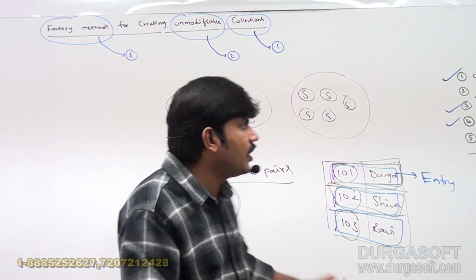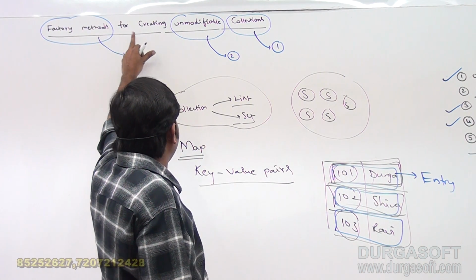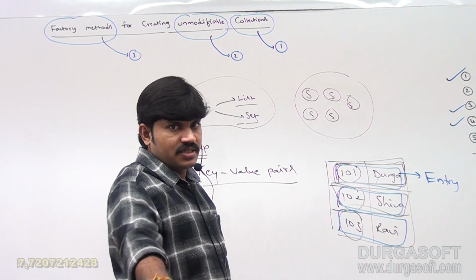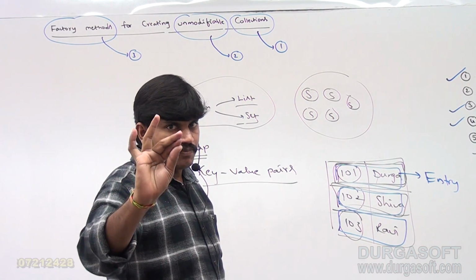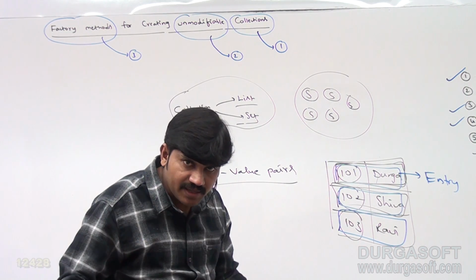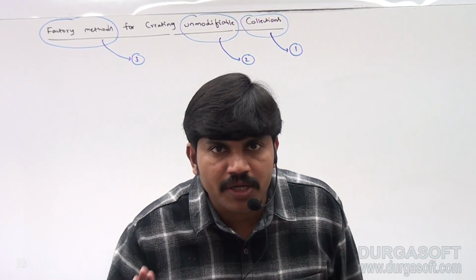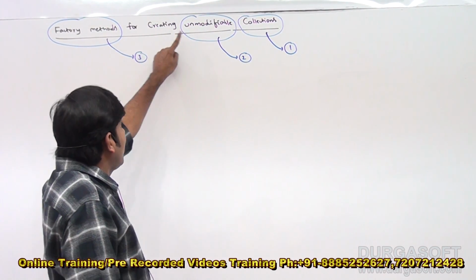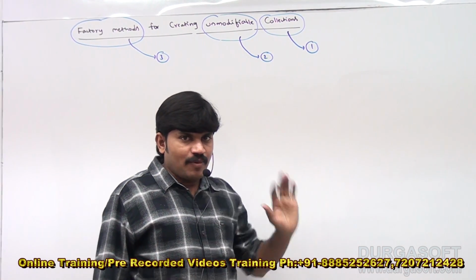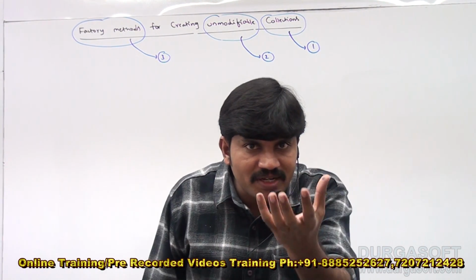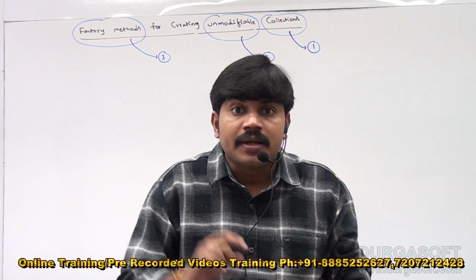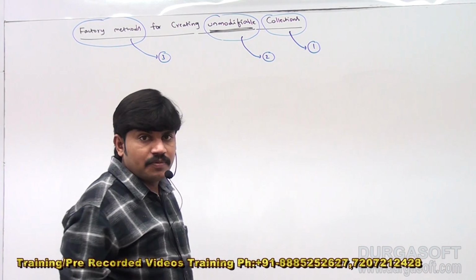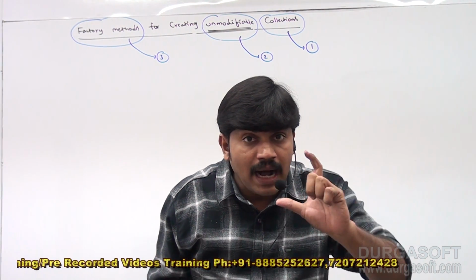Now, the first thing you people should be aware of, factory methods for creating unmodifiable collections. What is collection? What is set, list, map? These words you people should be aware of, right? Clear, right? So what is our topic we have to discuss? Factory methods for creating unmodifiable collections. Up to this we performed a postmortem. What is collection? Basic idea you got. Next word I have to discuss, unmodifiable. Remember, these are very important words.